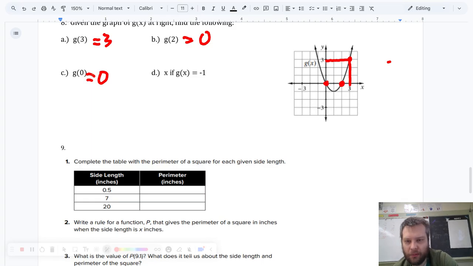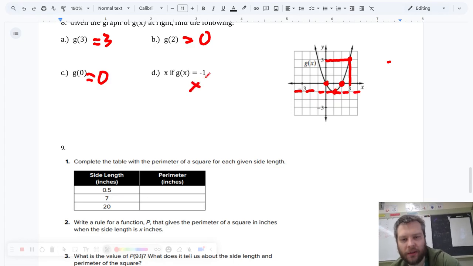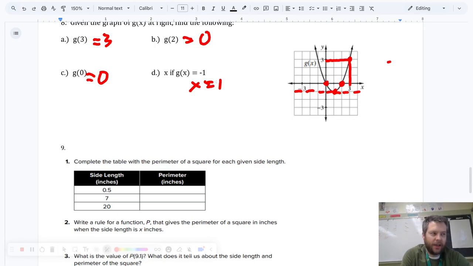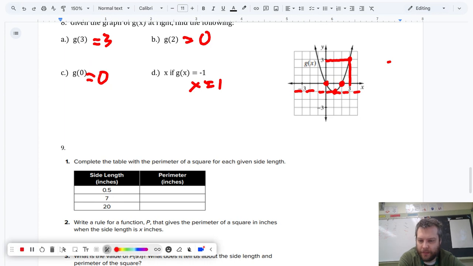Last, find the x if you know that g of x is negative 1. Here, they're telling me that the y value is negative 1, and I can see that there's an x value of positive 1. It's not a lot of calculating. It's just knowing that if the number's on the inside, that's an x value. So you look at that point on the x-axis, and if the number's on the outside, that's a y value.